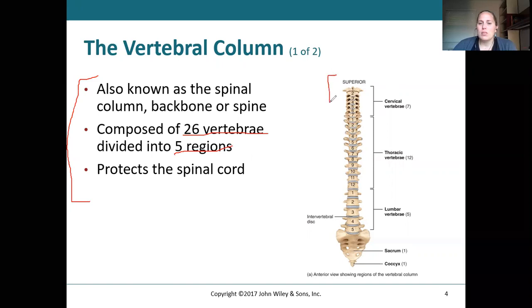So if we look at the superior region of this, here you have your 7 cervical vertebra. So when we say superior, we mean that this is your head right here. It's sitting on top of your spinal column.